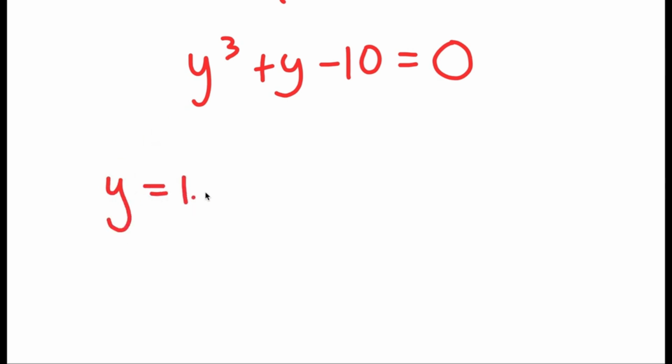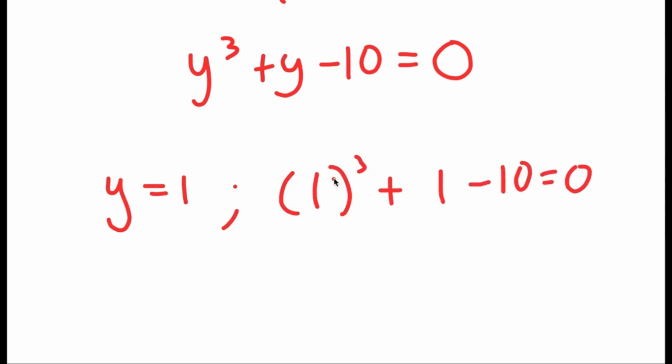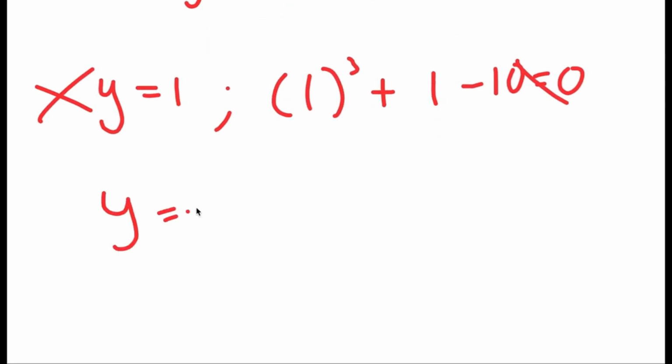So when y equals 1, I have 1 to the power of 3 plus 1 minus 10 is equal to 0. Well, 1 to the power of 3 is 1, 1 plus 1 is 2, 2 minus 10 is negative 8, which does not equal 0. So this does not work. Now I'm going to try y equals 2.